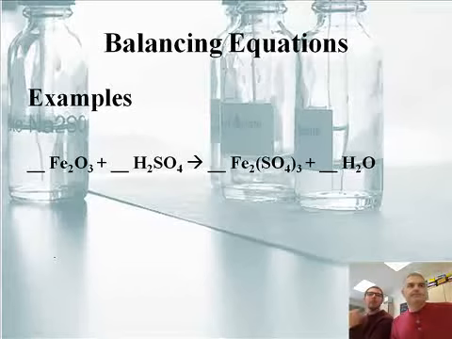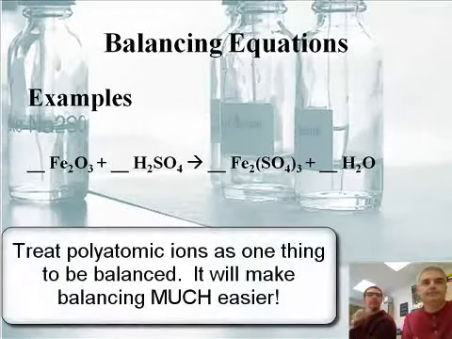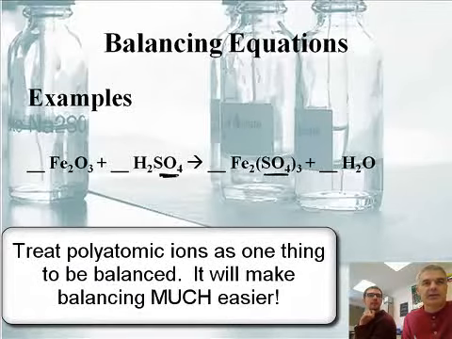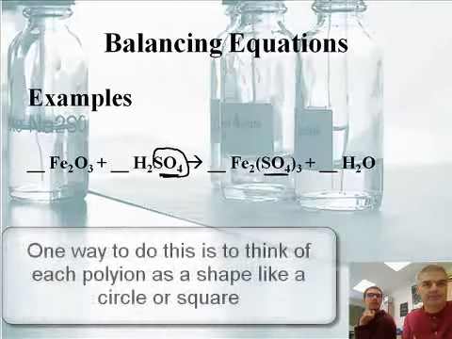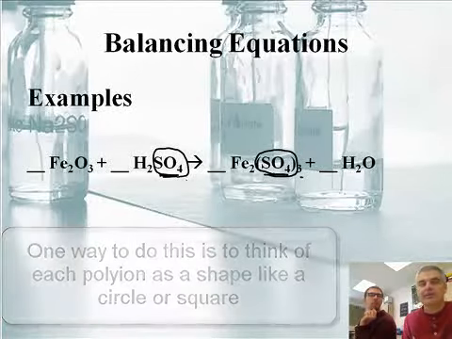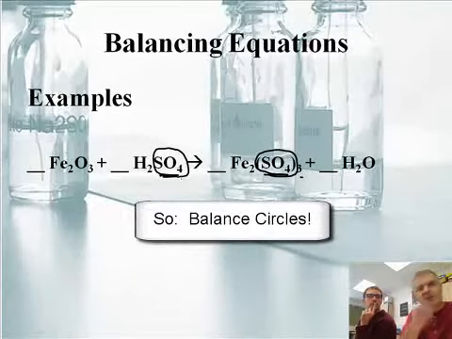Okay, guys, when you see a polyatomic ion that appears on both sides of the equation, you can treat it as a group. Here's what I like to think of: think of SO4 as a circle, and SO4 as a circle. Now, there are 3 circles on the right side, and on the left side there's just one. So put a 3 in.